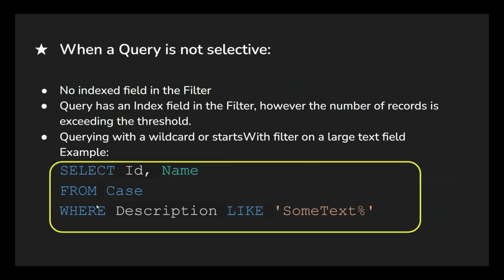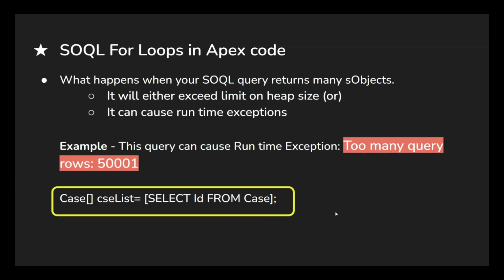So a query is not selective when it does not have an index field in the filter, or when the query has an index field in the filter, however, the number of records returned by that filter exceeds the threshold, or when querying with a wildcard or starts-with filter on a large text field. Here is one example where a query is run on the Case object and the filter criteria is description like some text. This becomes a non-selective query.